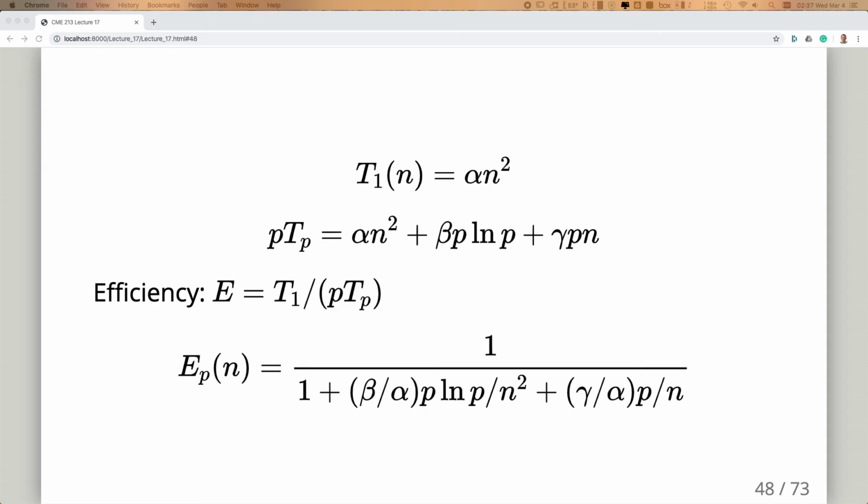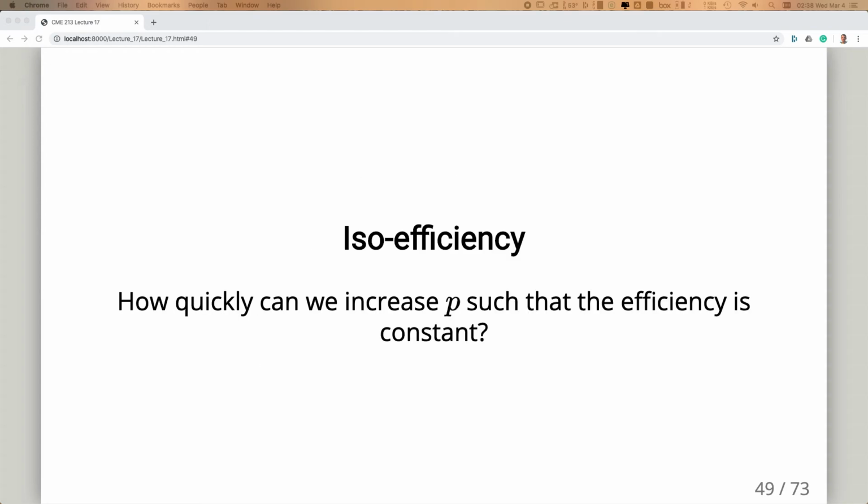And in fact, a good program will allow you to take P very, very large, assign a lot of processes to your calculation while being very efficient. A bad program, well, to be efficient, you can only assign very, very few processes. So you'll be below. It takes some time to wrap your head around this, but it's actually a very powerful concept. So the question is, how quickly can we increase P such that the efficiency is constant?